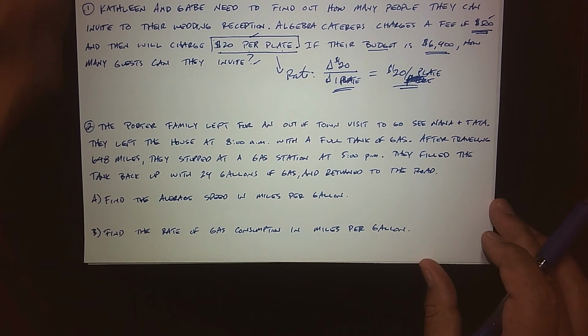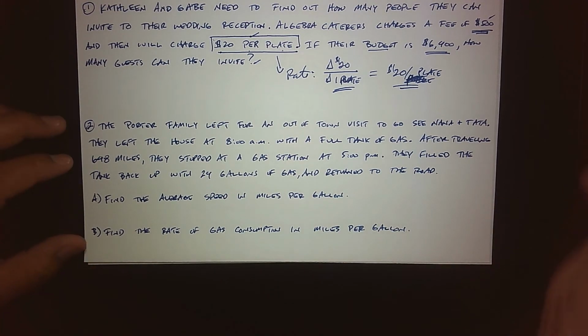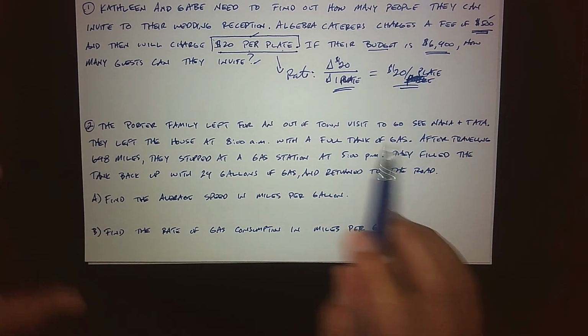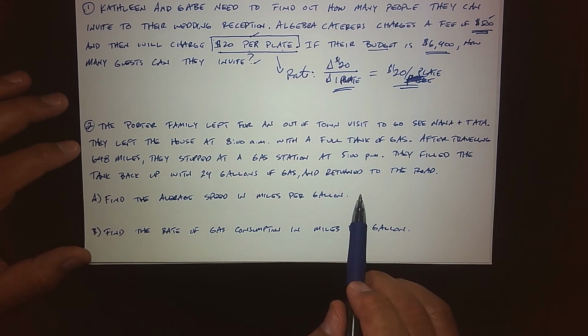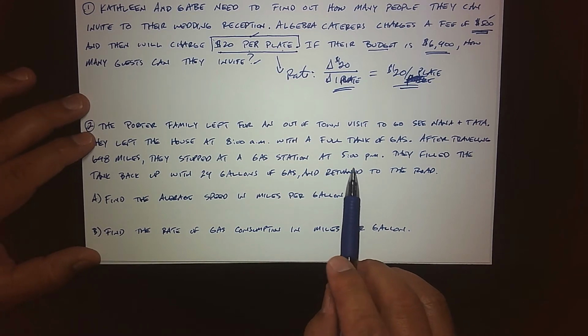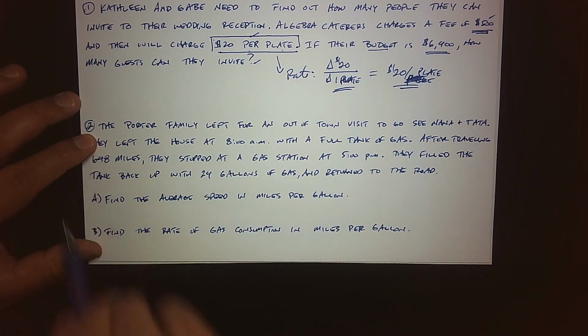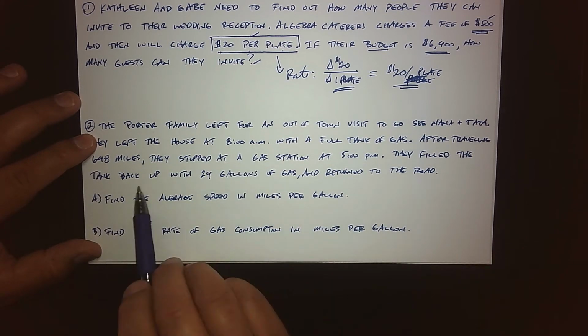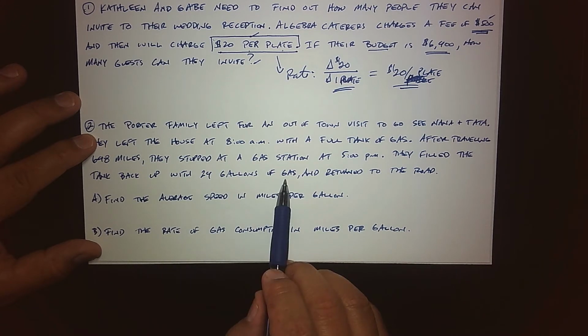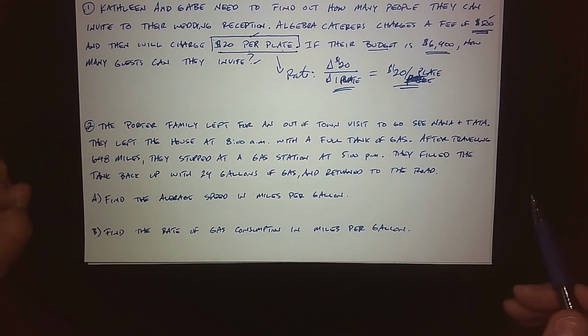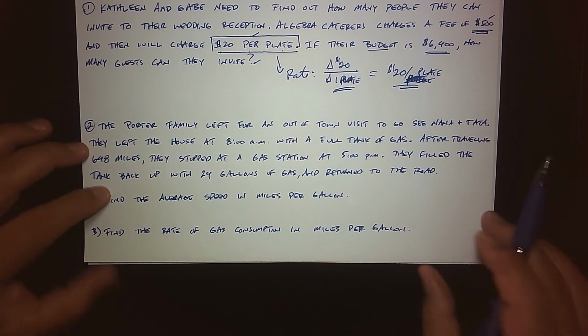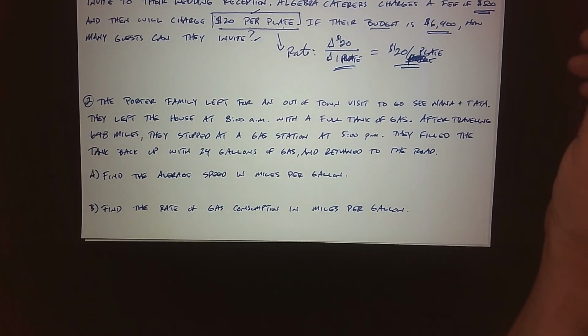No stops for gas stations. Maybe they have no kids. Who knows? But we'll just go with the story. I know it's probably not realistic, but if you've ever traveled with children before, it's pretty crazy. But let's just assume they were able to travel from 8 to 5 p.m., 648 miles straight. They filled the tank back up with 24 gallons of gas and returned to the road. So that's basically the little story that we have. Whether you believe it or not, that's what we got.